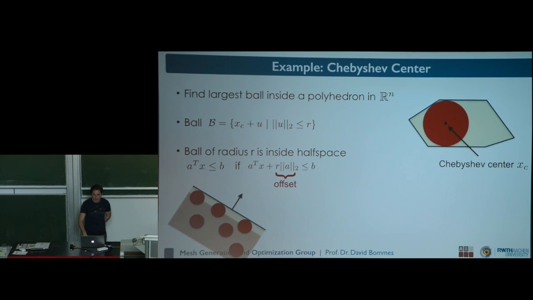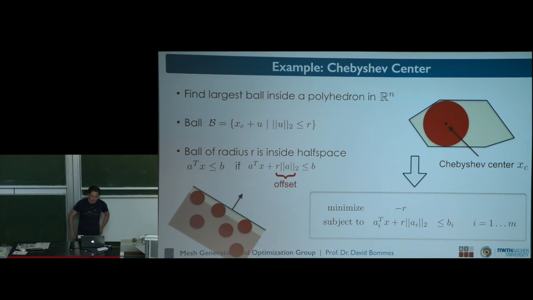Now, for the polyhedron, we just want that the ball is inside of several of these half spaces, which means we just get several linear constraints. So in total, we get a linear program to find this Chebyshev center, which minimizes minus r, which just means we maximize the radius of the ball, subject to all these linear constraints, which contain x, which is the center of the sphere, and r, which is the radius of the sphere. And this is a linear program.